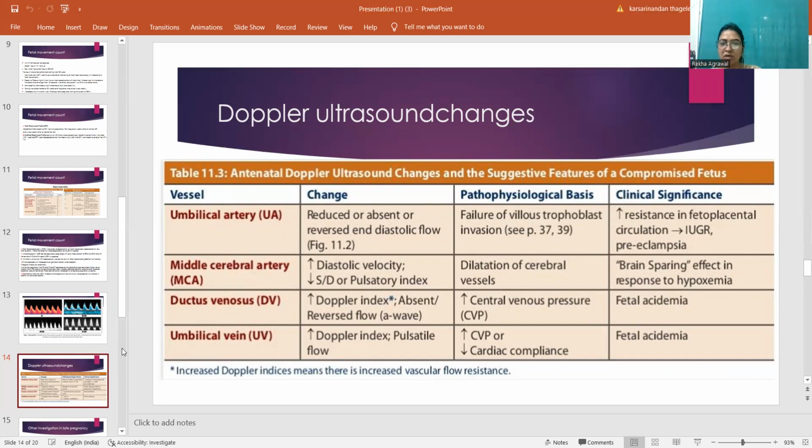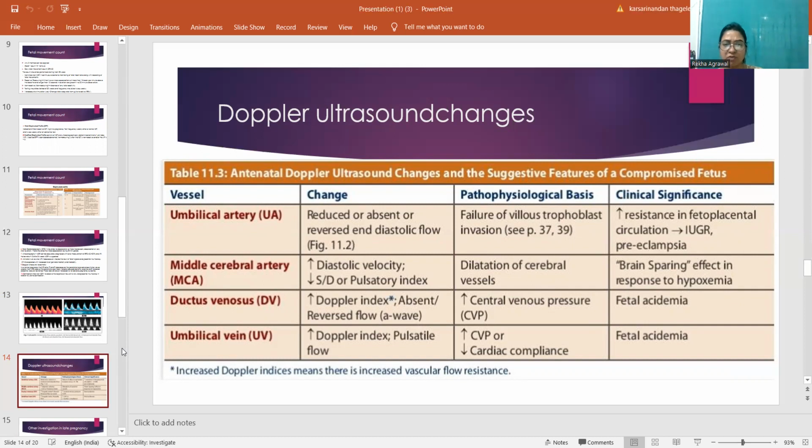So what changes occur in the middle cerebral artery? There will be decreased diastolic velocity and decreased SD or pulsatility index. Dilation, what happens in this? Dilation of the cerebral vessels as a compromise. And the clinical significance is the brain-sparing effect in response to hypoxemia.